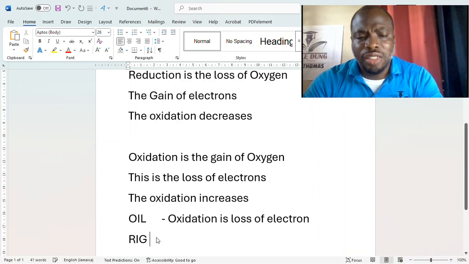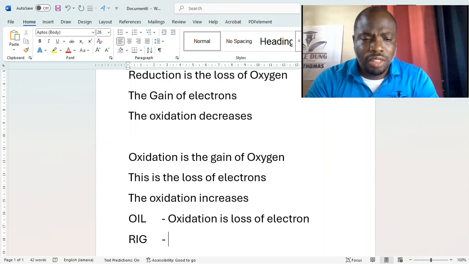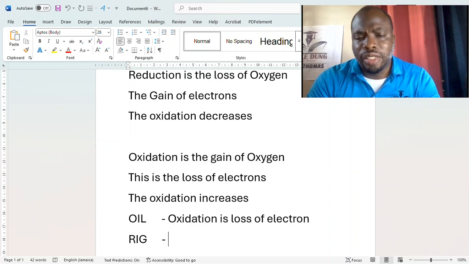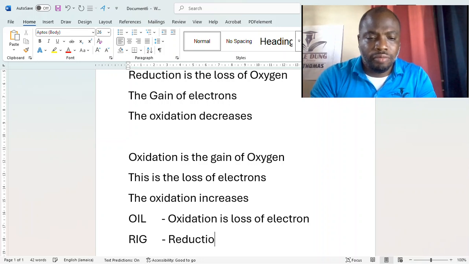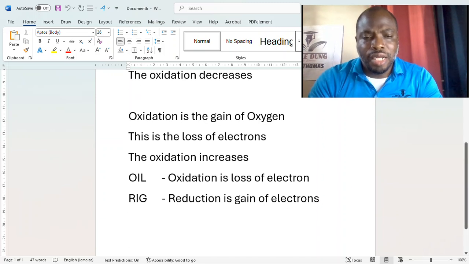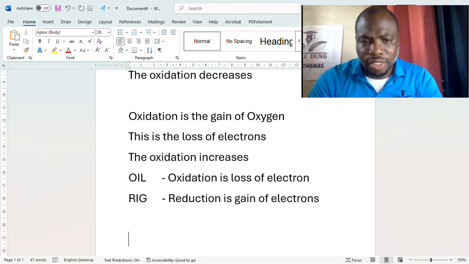Now, the only disadvantage of OIL RIG is the fact that it's really just focusing on the electrons, in the sense that if you're asked about the oxidation state, some persons may not understand what is happening. Is the oxidation state increasing or decreasing? Because OIL RIG focuses on the electron. And so the RIG is reduction is gain of electrons. So as a student, if you can remember that jargon, then you should be good in terms of knowing what happens to a compound if it is being oxidized or if it is being reduced. And so this is the foundation of oxidation and reduction.